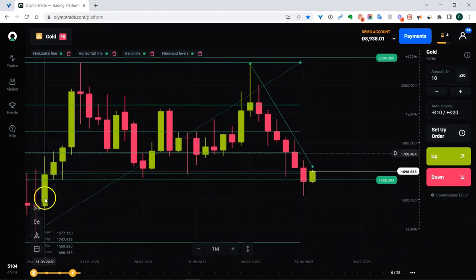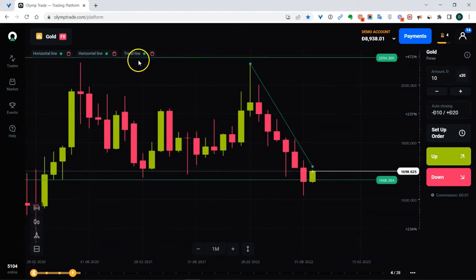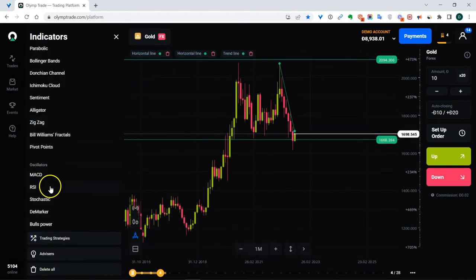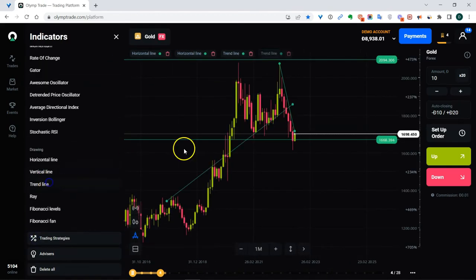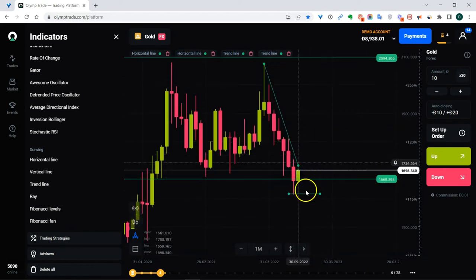Well, the favored scenario here, let me just remove the Fibonacci. The favored scenario here for me would be a further drop a little bit lower, down to the lows, or as near as can be, of last month before moving higher.